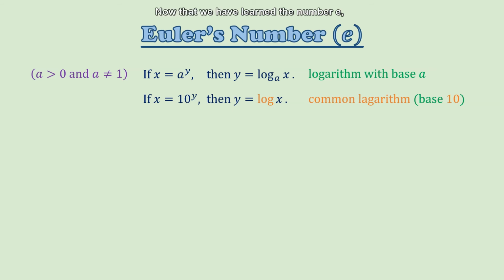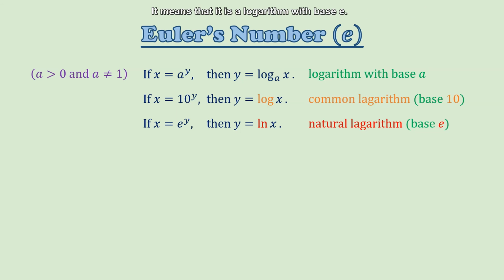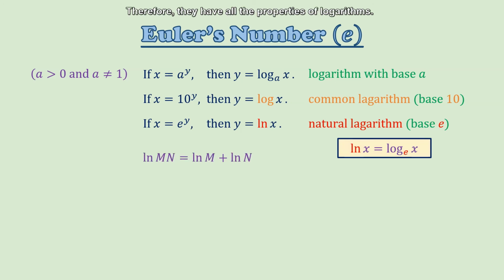Now that we have learned the number e, if we know that x is equal to e^y, that means if the base is e, then we can simply say that y is equal to ln x, and it is known as the natural logarithm. It means that it is a logarithm with base e. It is called the natural logarithm because it is found that in nature, the number e is actually very common. Natural logarithms are logarithms. Therefore, they have all the properties of logarithms.